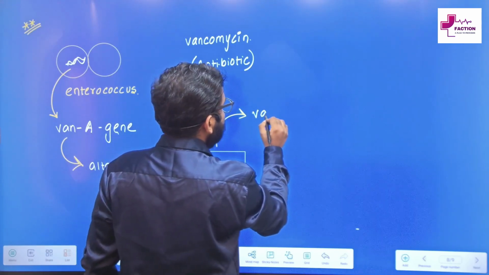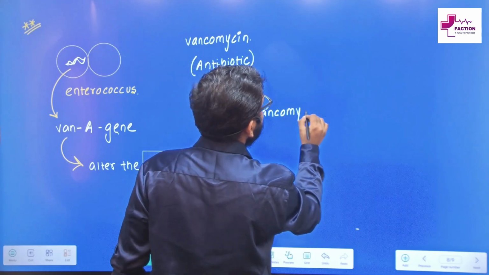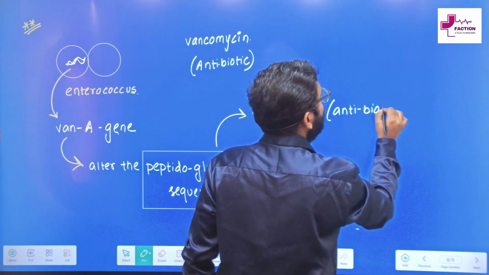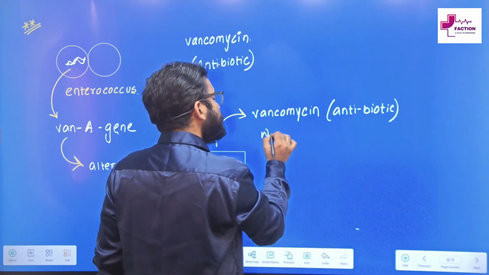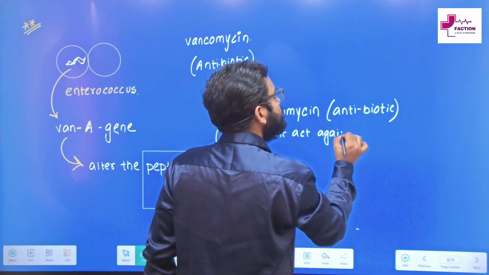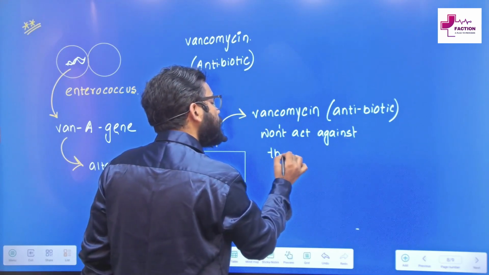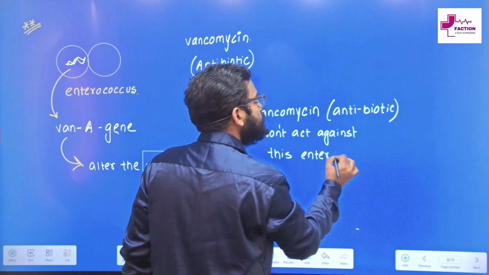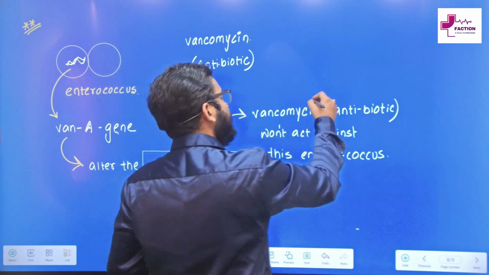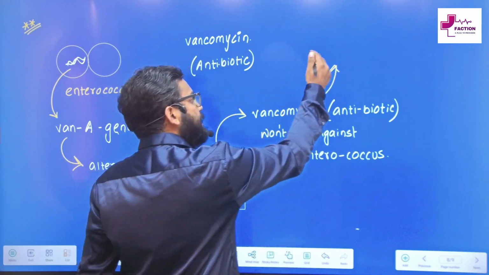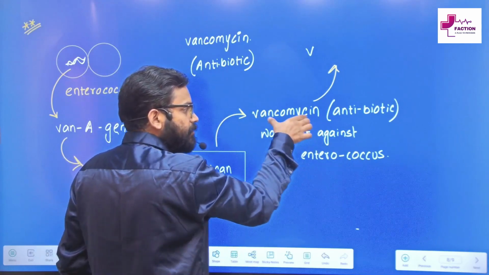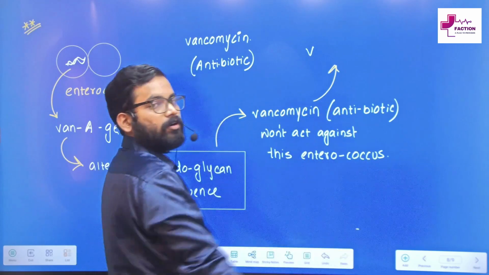So simply what will happen, due to this altered sequence, now vancomycin, which is an antibiotic, won't act against this Enterococcus. Means the patient will take the antibiotic, but the bacteria will not be killed, and this is what we call antibiotic resistance. Here the name of this antibiotic is vancomycin, so we would name this bacteria as vancomycin resistant enterococci or enterococcus.